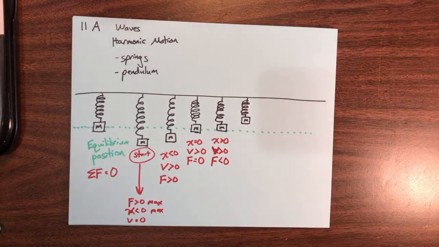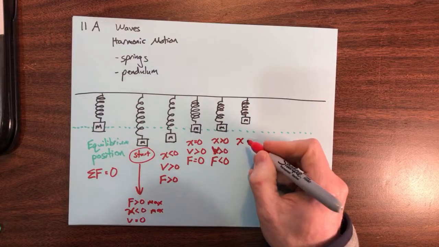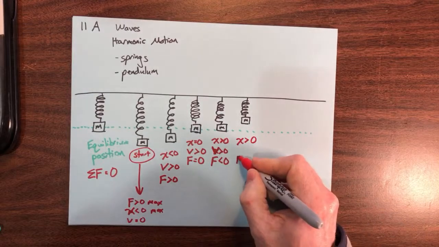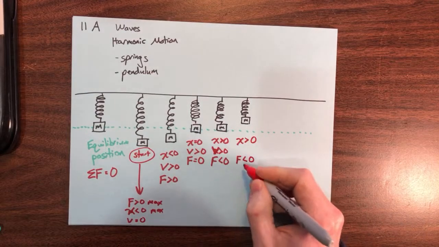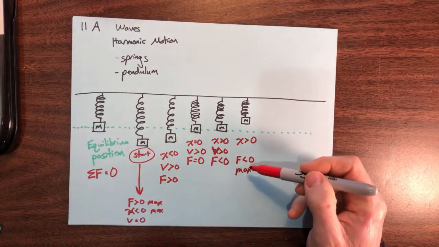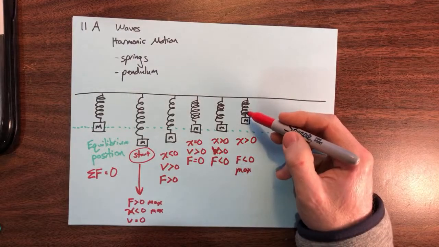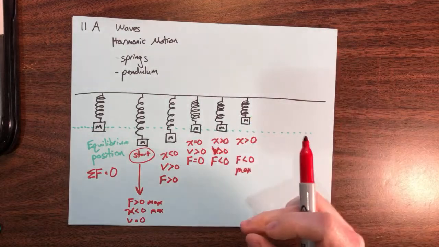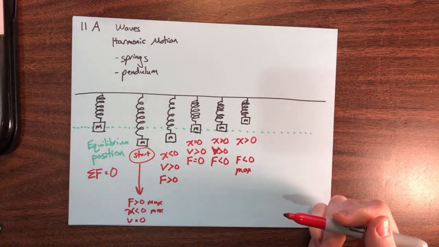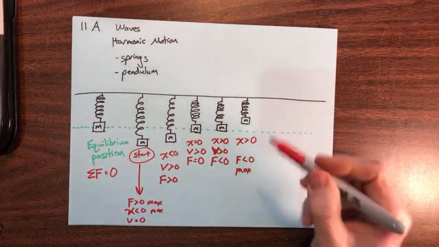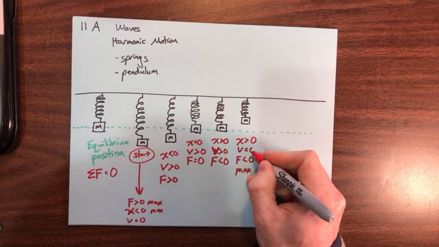When you get to maximum compression, your x is still going to be positive, right? You're still above the equilibrium position. Your force is still going to be negative, and we're going to call that a maximum negative force. And what about your velocity at this point? When you get to the maximum compression, what should the velocity be? What do you guys think? So 0, yes. Velocity is now 0 at the top.